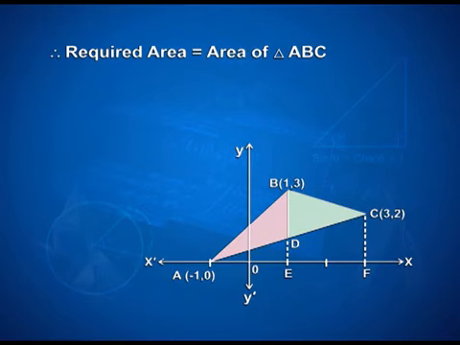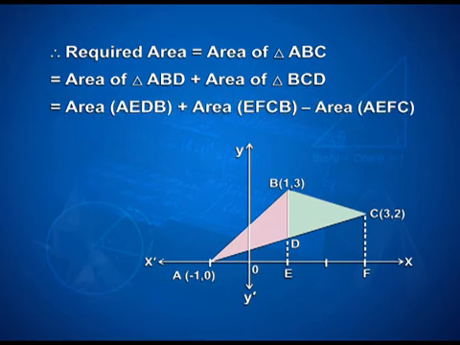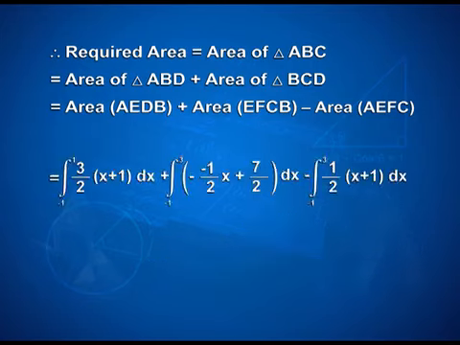Therefore, the required area is equal to area of the triangle ABC, that is obtained by calculating area of triangle ABD plus area of triangle BCD, that is equal to area of region AEDB plus area of EFCB minus area of AEFC, that can be calculated as integral -1 to 1 3 upon 2 into x plus 1 dx plus integral -1 to 3 minus 1 upon 2 x plus 7 upon 2 dx minus integral -1 to 3 1 upon 2 into x plus 1 dx.